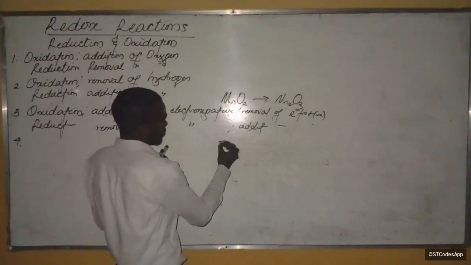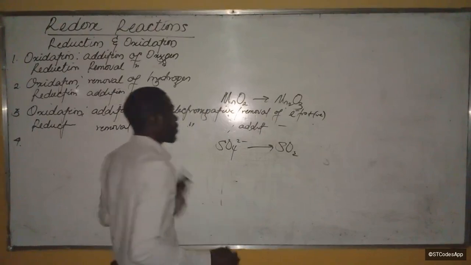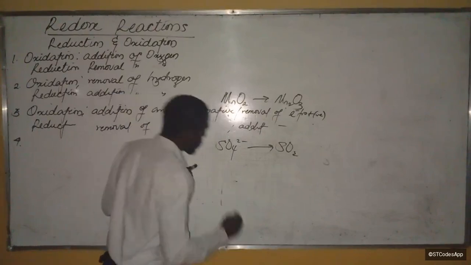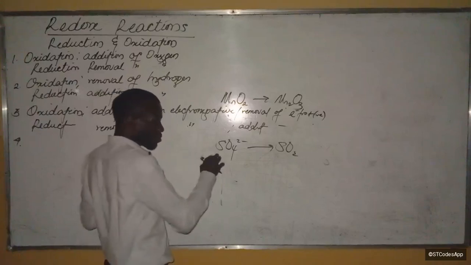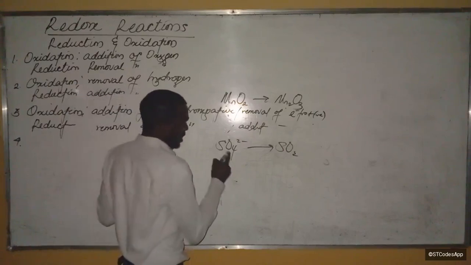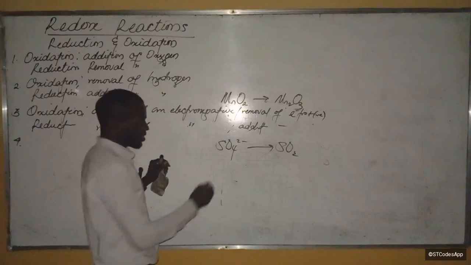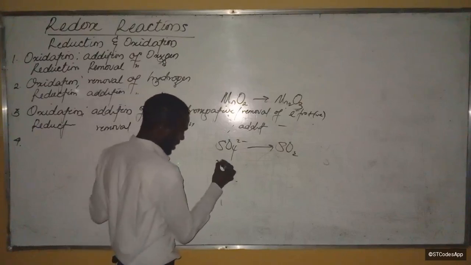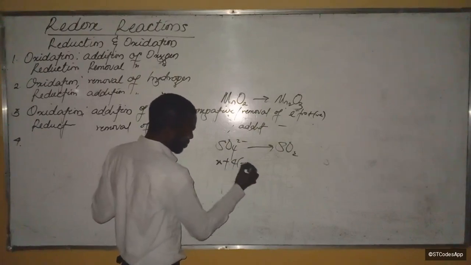See, we have SO4 2 minus, to give SO2, for example. What's the oxidation number of sulfur here? We don't know. You should know this. I want to show you that the oxidation number of sulfur is reduced, because that's another definition we are going into now. You also know that oxygen is reduced here, right? It means it's reduction too, right? So sulfur is x, we don't know, plus oxygen is minus 2, so 4 into bracket minus 2 here.